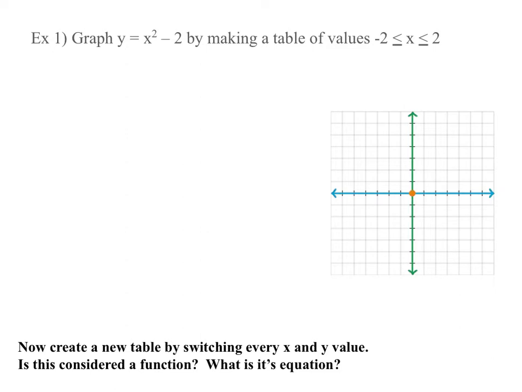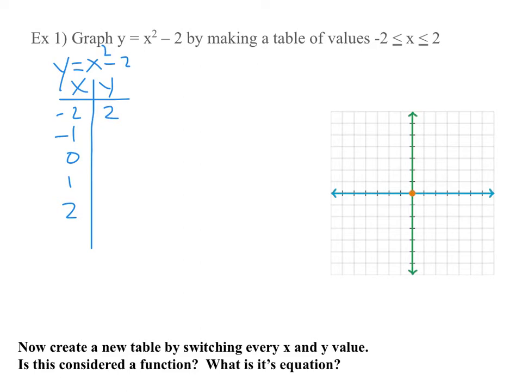So let's examine one here. Let's graph x squared minus 2 by making a table of x and y values. So y equals x squared minus 2, and I'm only going to do it between -2 and 2, just the integers. So x and y. I'm going to go from -2 to -1, 0, 1, and 2, and we're just going to substitute values in. So -2 squared is positive 4, minus 2 is 2. -1 squared is 1, minus 2 is -1. 0 squared minus 2 is -2. 1 squared minus 2 is -1. And 2 squared minus 2 is 2.